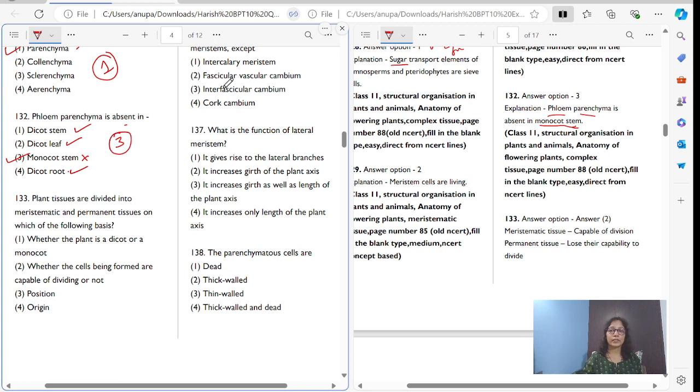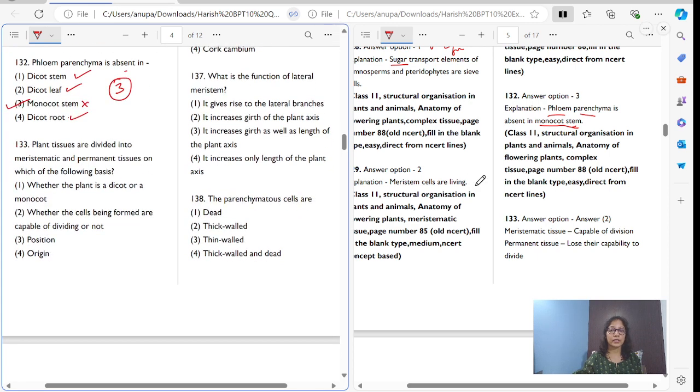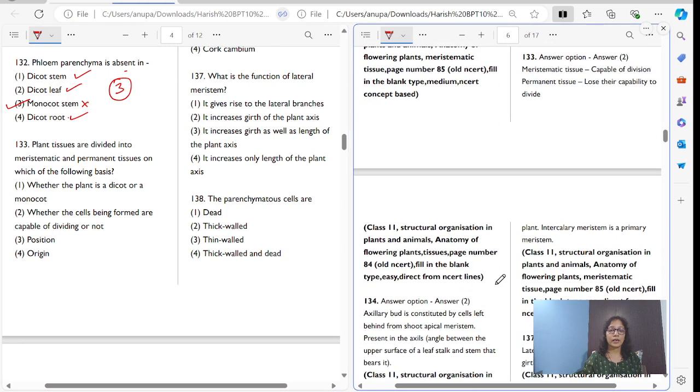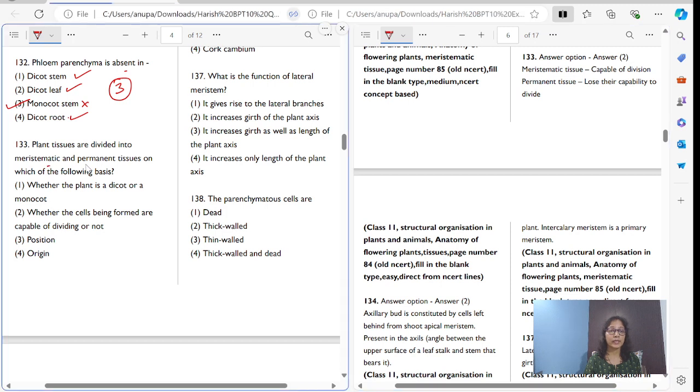Now let's move to the next question. Next question is question number 133. It says that plant tissues are divided into meristematic and permanent tissue. This is on which of the following? This is correct, that plant tissues are divided into meristematic and permanent tissue. But on which ground have they been divided?